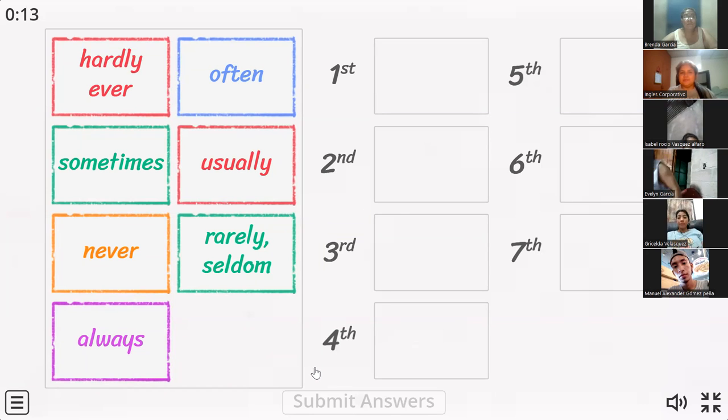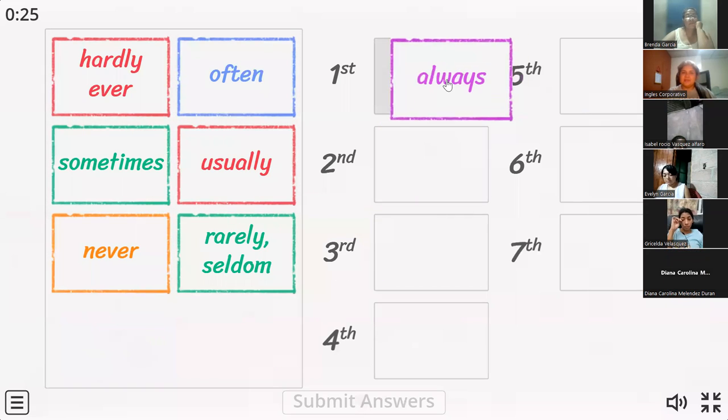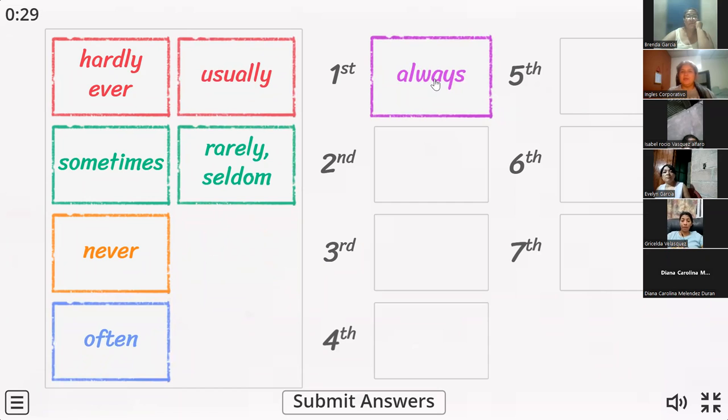For example, what will be in the first place? Do you think that is always in the first place? That you always do that? Try to always go to work. I always go to work. Always eat. I always eat. Always take a shower. You always take a shower. Very good. So since all daily routines that you do every day, always.